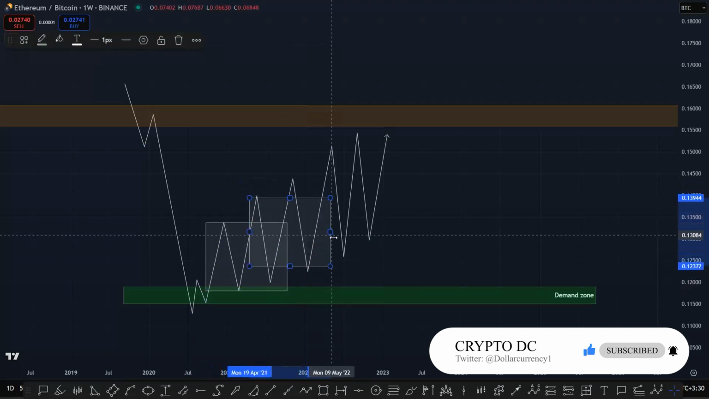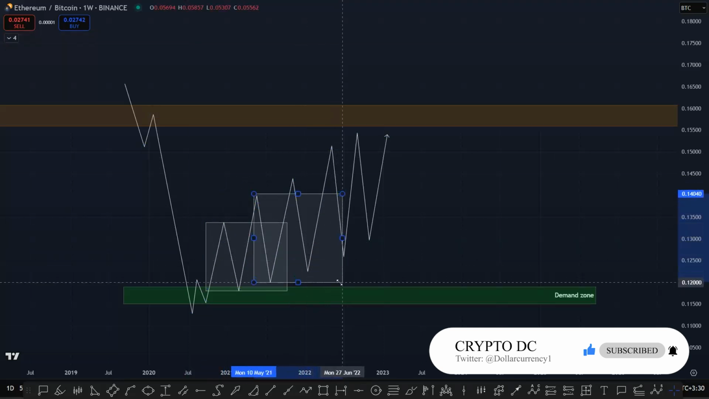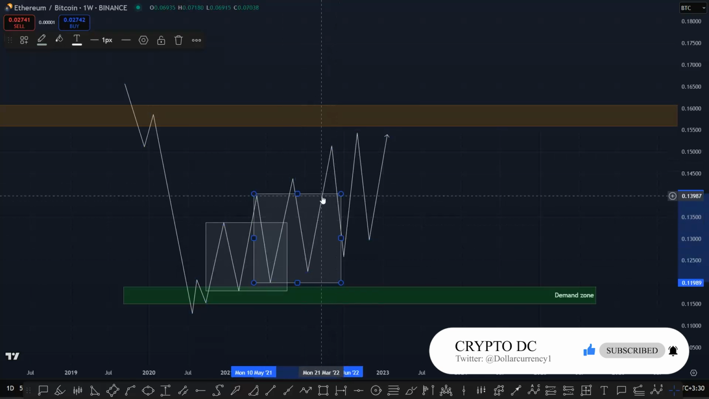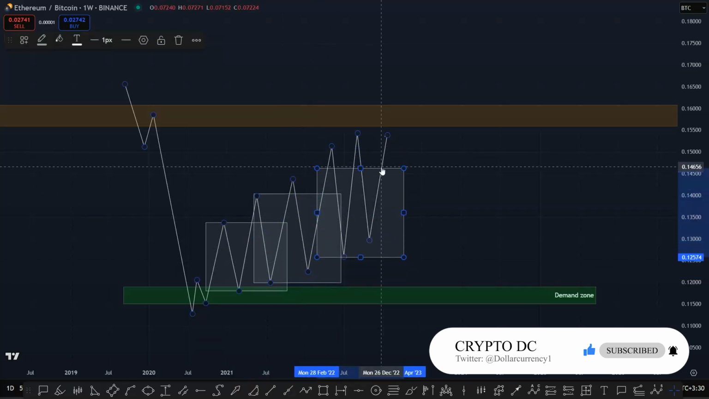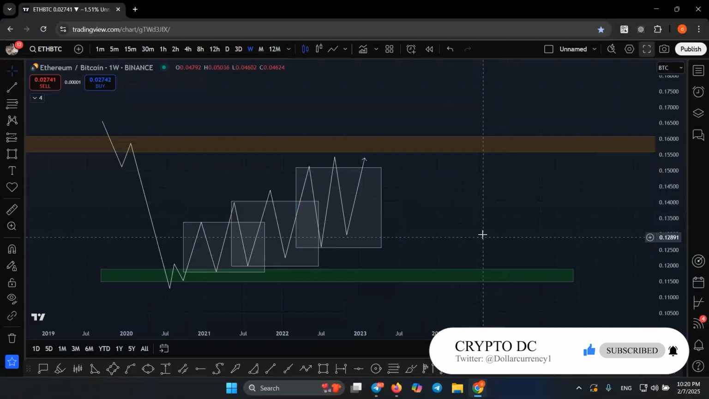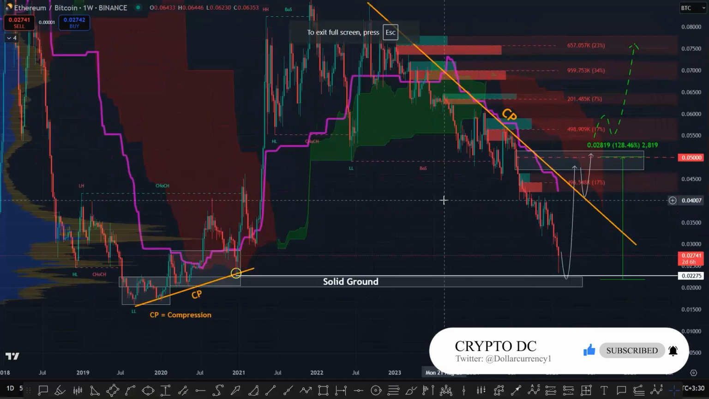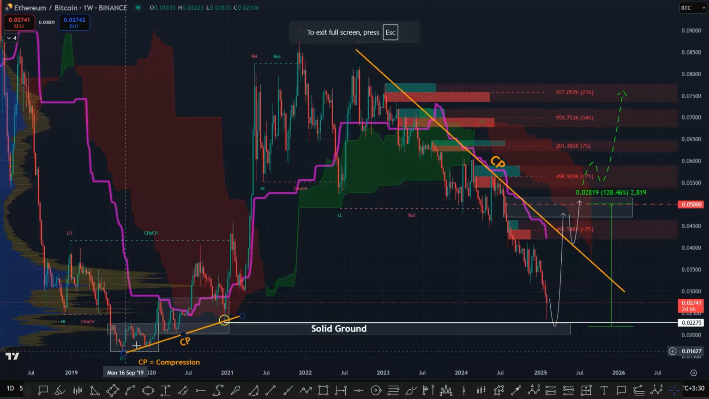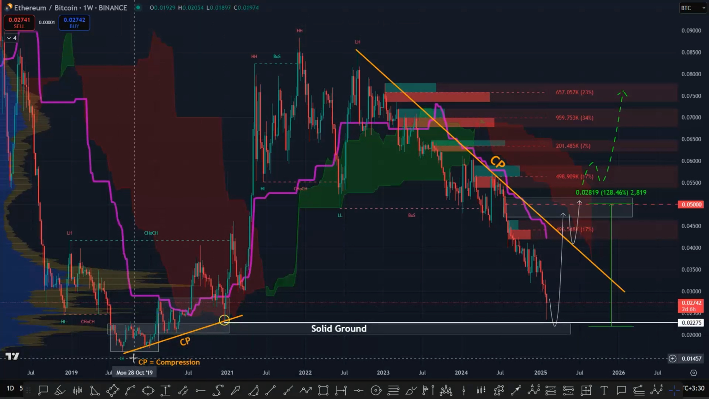For example, if I draw another box here, you can see we came down here, consumed the liquidity, and bounced back up. And if I draw another one here, you can see we came down here, consumed all the liquidity inside it, and bounced back up. So in this analysis, we had a CP. This was our first block; we came back and consumed it. This is our second block, and as you can see, we came back and consumed the liquidity inside it.